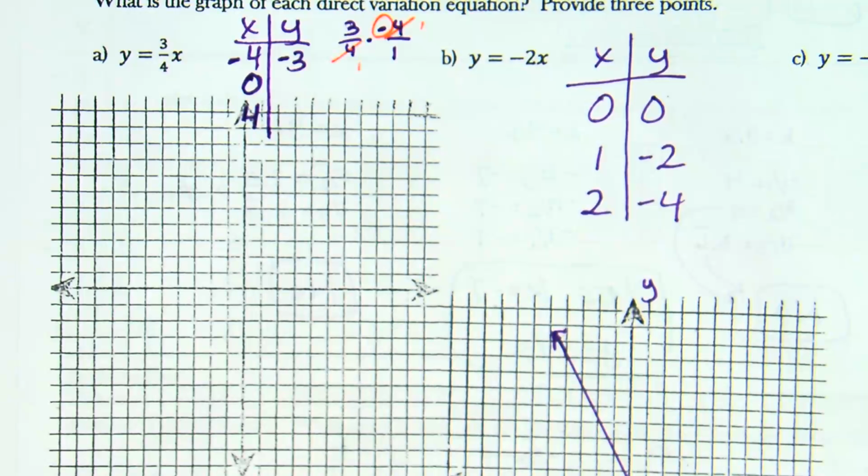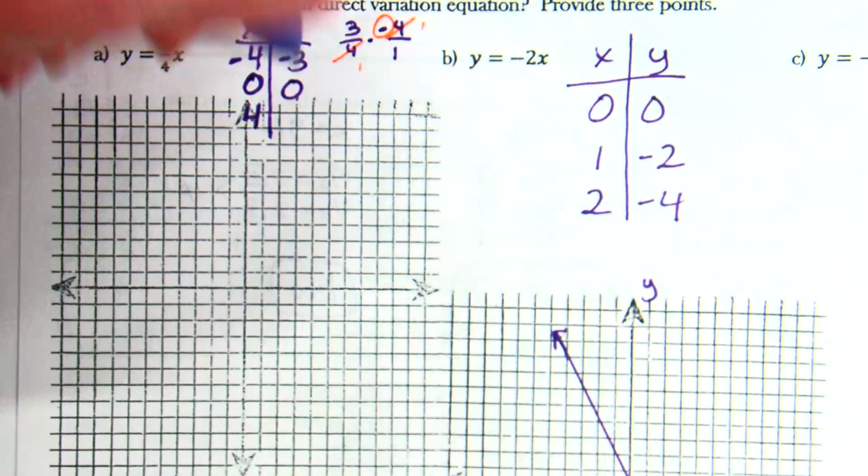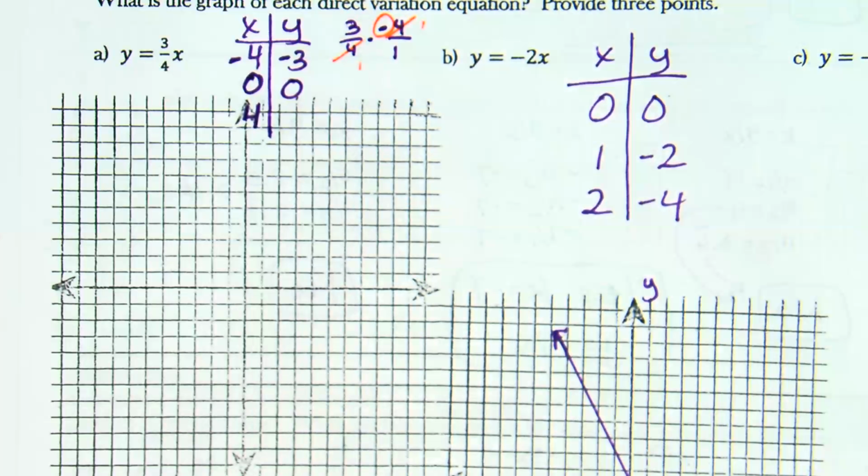When I put in 0, 3/4 times 0 is 0. What about when I put in 4? 3/4 times 4 should be 3. Right. The other one was negative 3. This one's going to be positive 3.